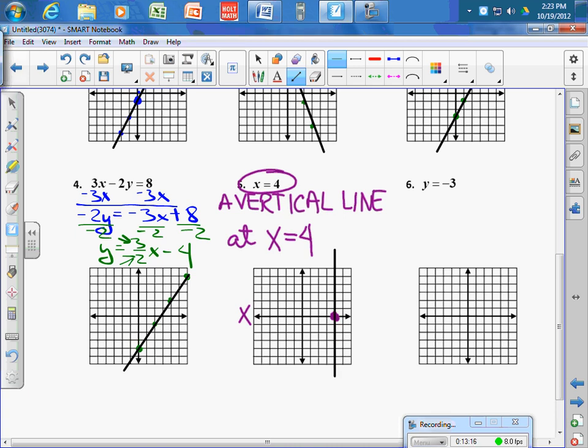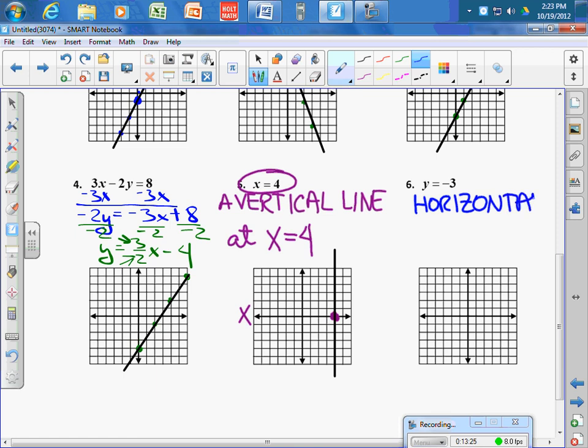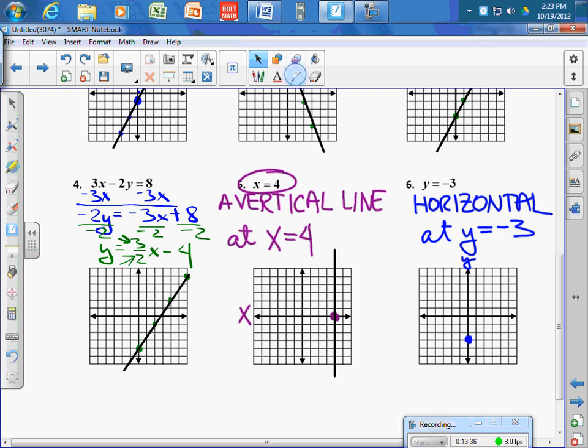And if x equals a number is vertical, what's y equals a number? This will be a horizontal line. At what? Y equals negative 3. Well, here's your y-axis. Where's the y equal to negative 3? Here. Make a horizontal line, and you've graphed that one.